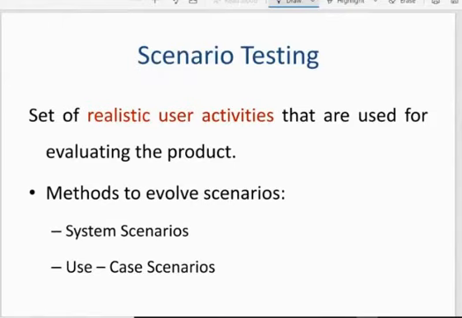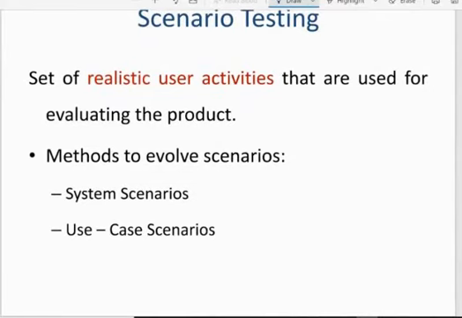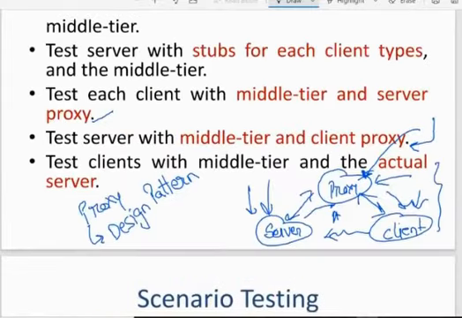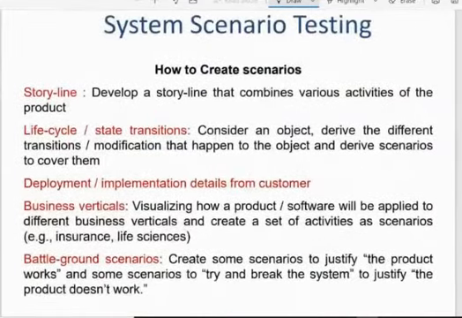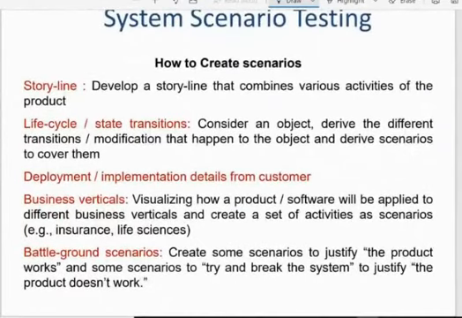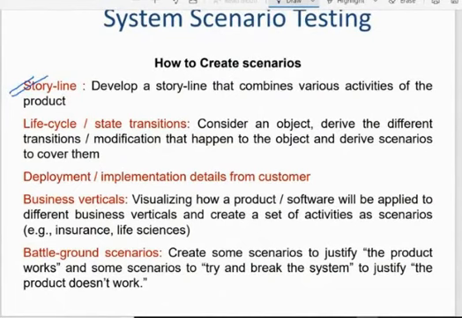Then methods to evolve the scenarios: one is your system scenarios, another one is your use case scenario. In this one, I took an example of a check system. So this is your system scenario testing. We are creating the scenarios. That means I need to develop a storyline that combines various activities of the product. Let's say I have to get a check cleared. All the activities involved in clearing that particular check will be included.